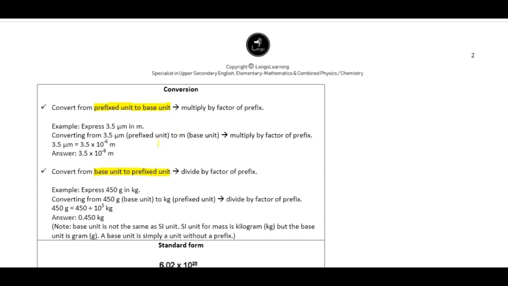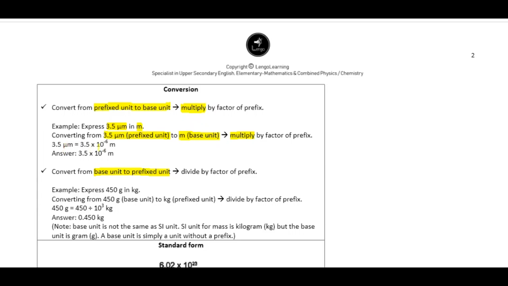If you're converting a prefix unit to a base unit, for example, you want to convert 3.5 micrometer, which is a prefix unit because there's a micro there, to meters. Meters has no prefix, so this meter is a base unit. So it falls under the situation whereby you're converting a prefix unit to a base unit. What do you do? You multiply by the factor of the prefix.